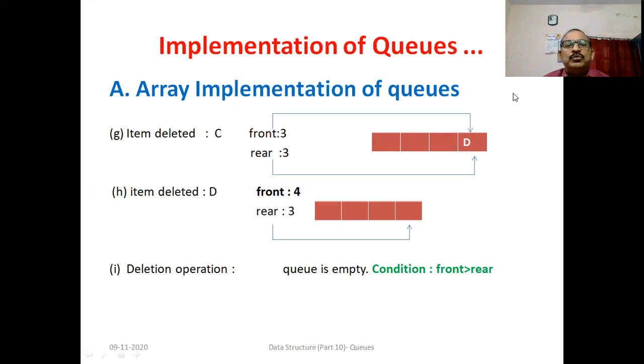Now again we want to delete an item from the queue. In this case you can see the queue is empty and we cannot perform the deletion operation. The question is, when will the queue become empty? When the value of front is greater than the value of rear, we can say that the queue is empty, and in that case we cannot perform the deletion operation.